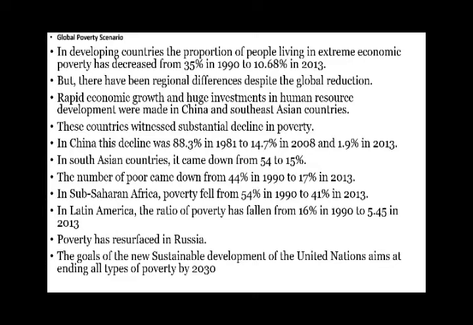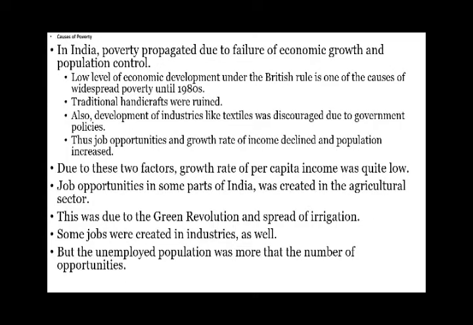The Sustainable Development Goals of the United Nations aim at ending all types of poverty by 2030. Causes of poverty. In India, poverty persisted due to the failure of economic growth and population control. The low level of economic development under British rule is one of the causes of widespread poverty until the 1980s. Traditional handicrafts were ruined. Also, the development of industries like textiles was discouraged due to government policies. Thus, job opportunities and the growth rate of income declined and population increased. Due to these factors, the growth rate and per capita income were quite low.